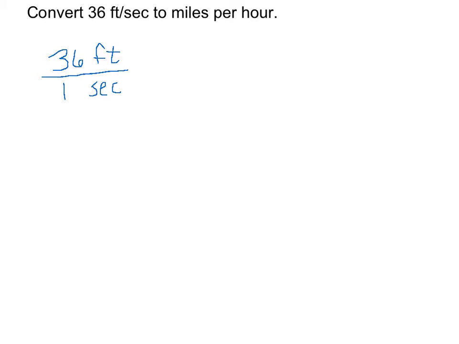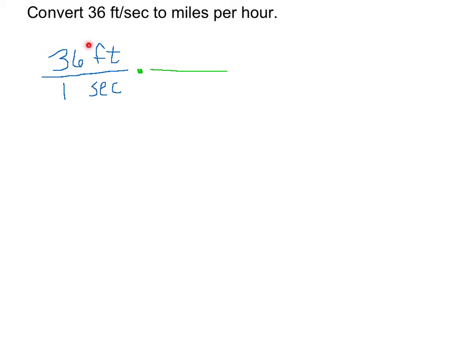But we're going to keep multiplying this fraction by other fractions that are general knowledge, basic stuff, and we're going to do that so that we cancel out other units of measurement such as feet and seconds in order to get to miles per hour. So let's focus on miles first. So I'm going to multiply this fraction.